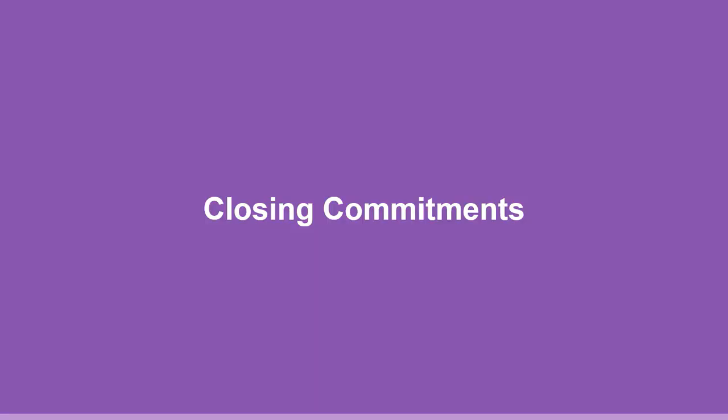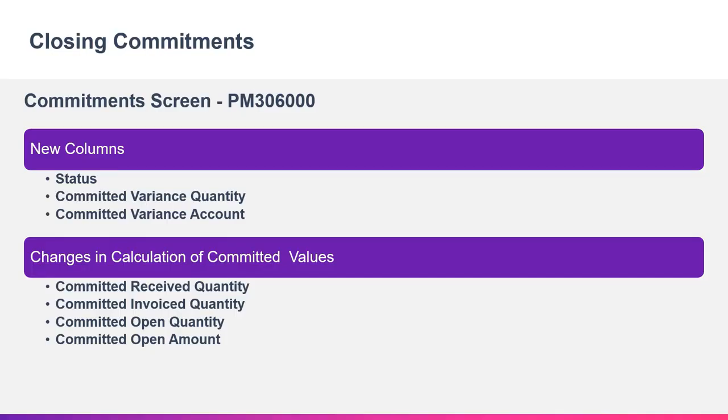Our next topic would be around closing commitments. Now, the changes as they relate to commitments in 2021.1 center around the commitment screen. Within that screen, new columns have been added for status, committed variance quantity, and committed variance amount. Likewise, there have been some changes in how the values are computed for some of the columns. These columns would be the received and invoiced quantity and the open quantity and amount.